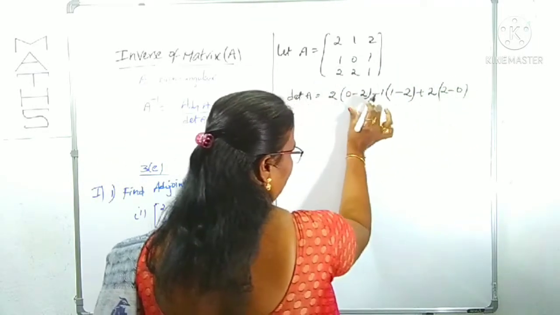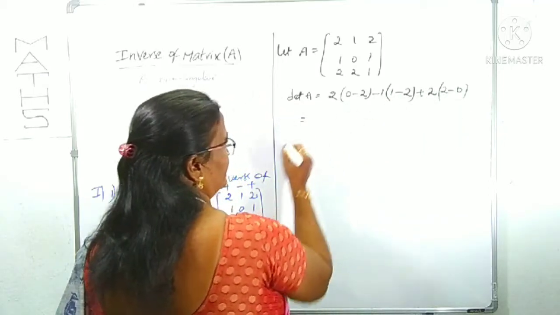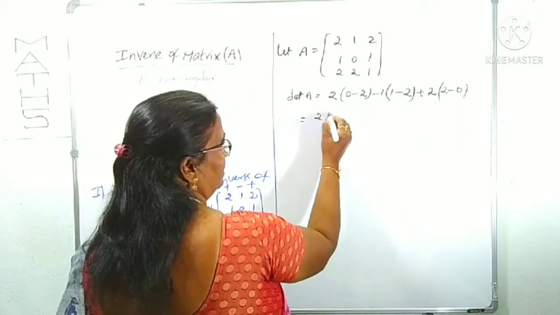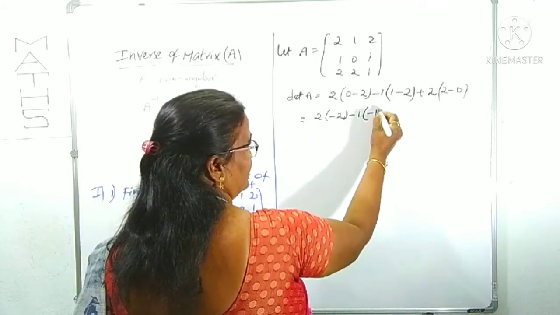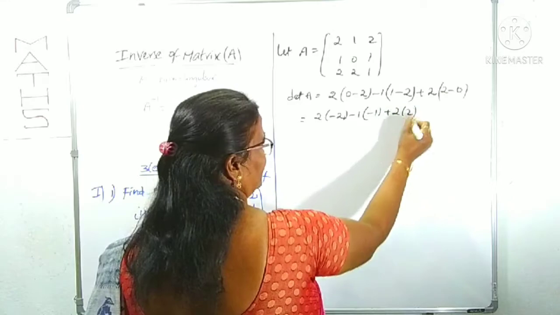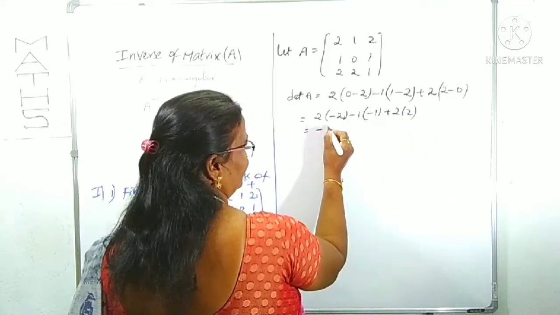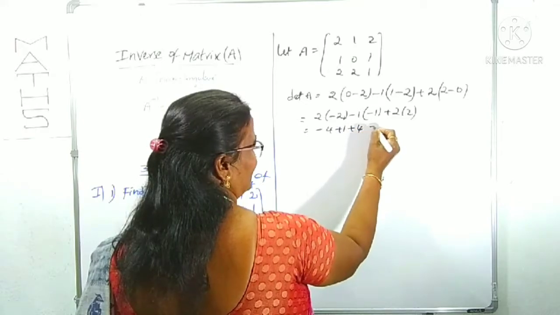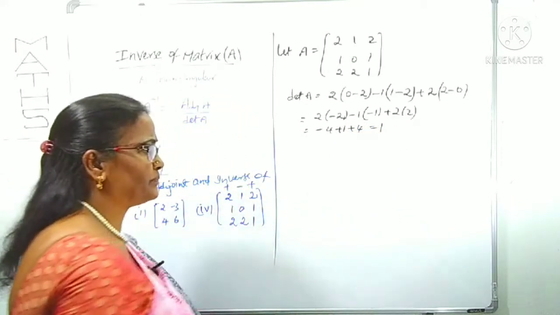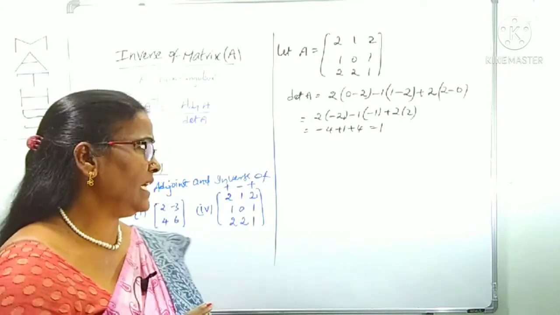This is a 2 by 2 determinant each. Okay, right. Notice this value: 2 into minus 2, minus 1 into 1 minus 2 is minus 1, plus 2 into 2. Right. This value is clearly minus 4, minus or minus plus 1 plus 4. Minus 4 plus 4 gets cancelled, so it is 1. Det A, I got it.